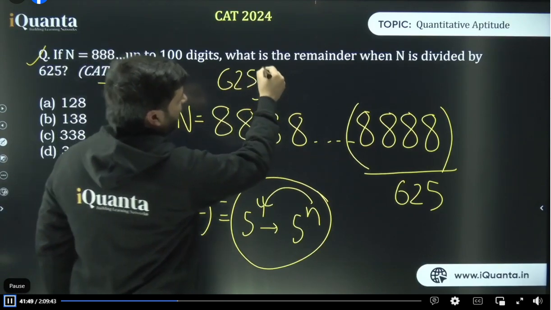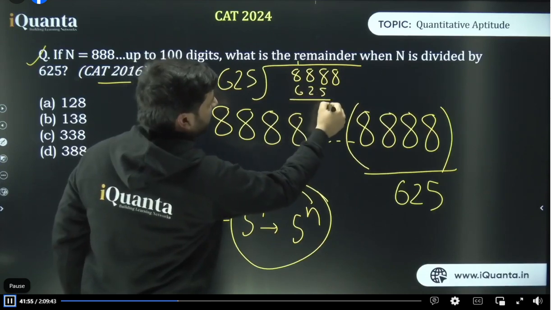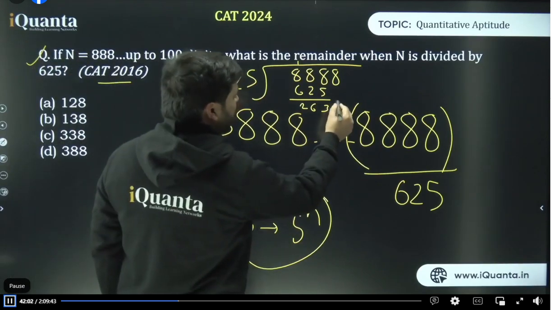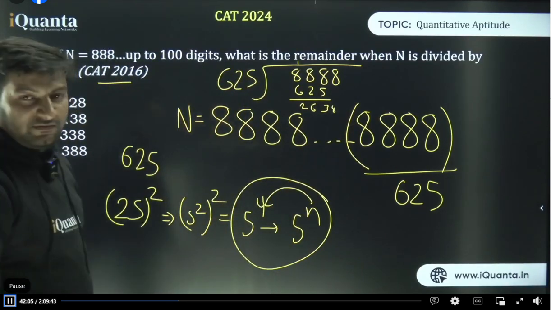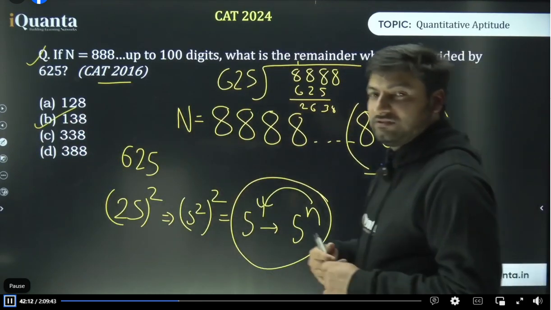So 625, say, if you divide 8888, so 6 minus 625, what do you get? You get 3, you get 6, you get 2, right? And then this 8 comes, and you can go ahead and solve the rest of the part. You will get option B as the answer. I am leaving this calculation to you because you should also do something, right?